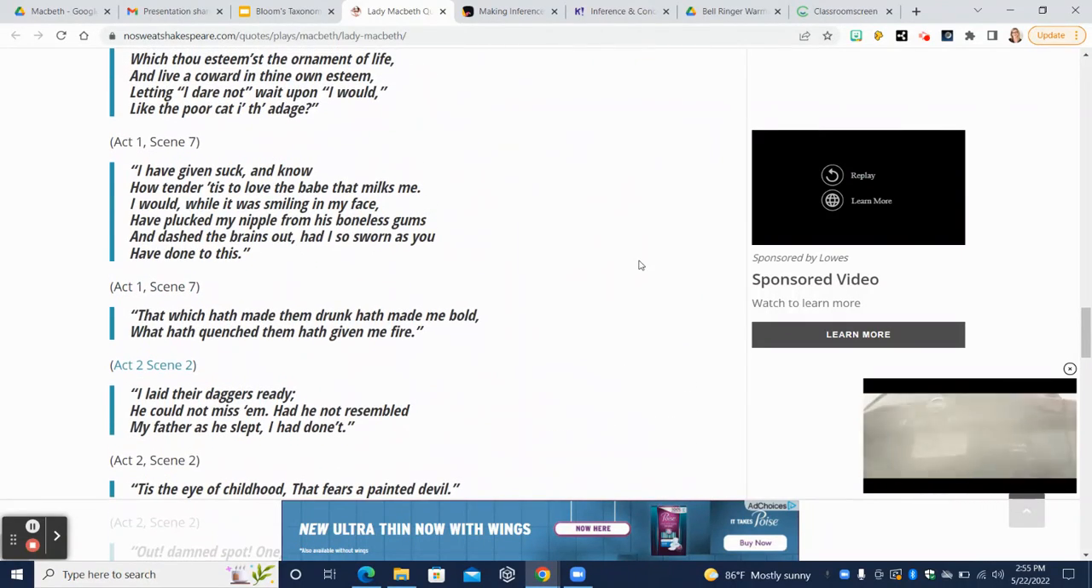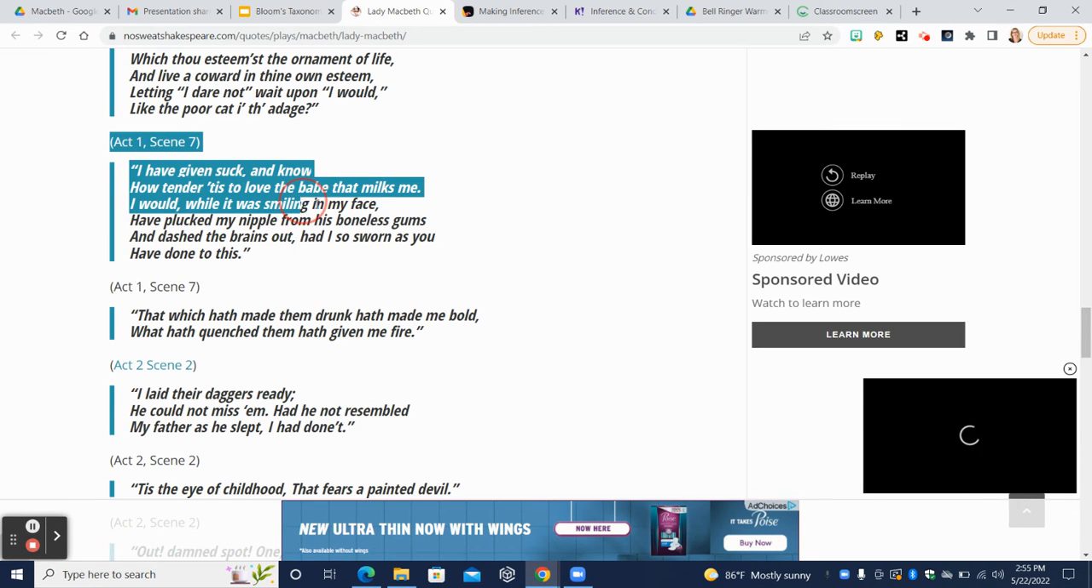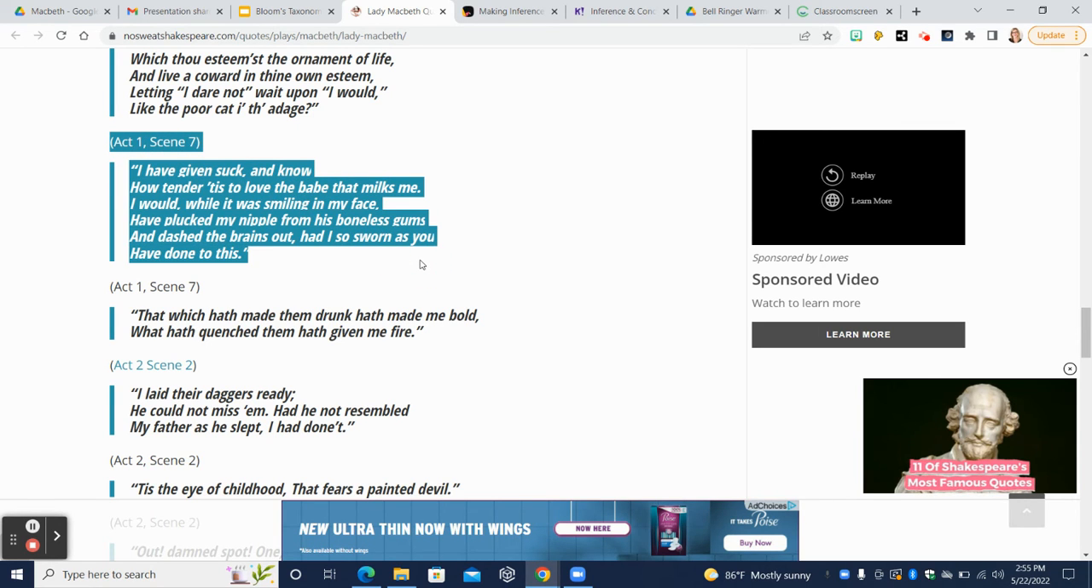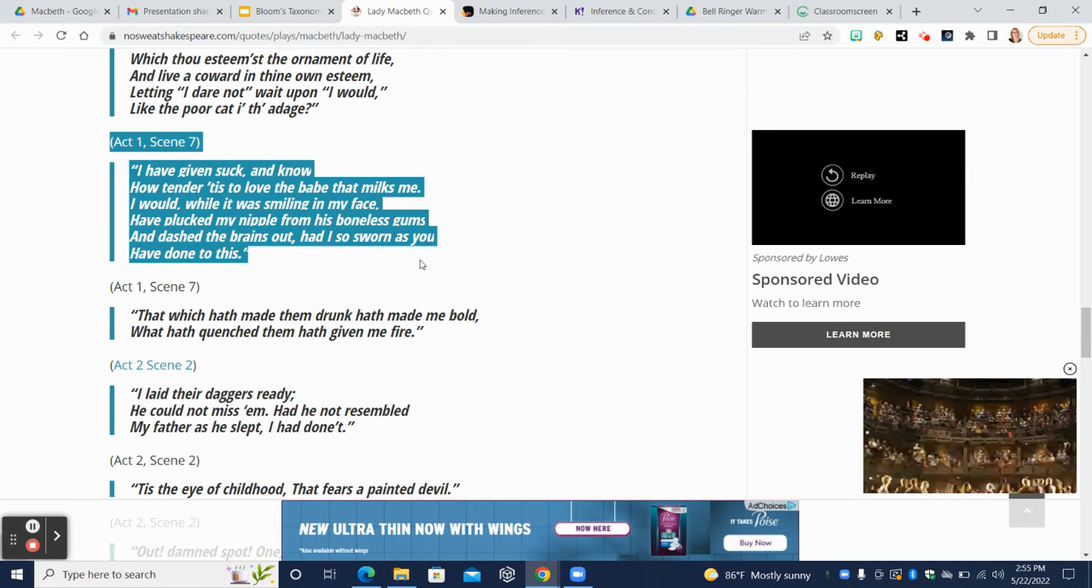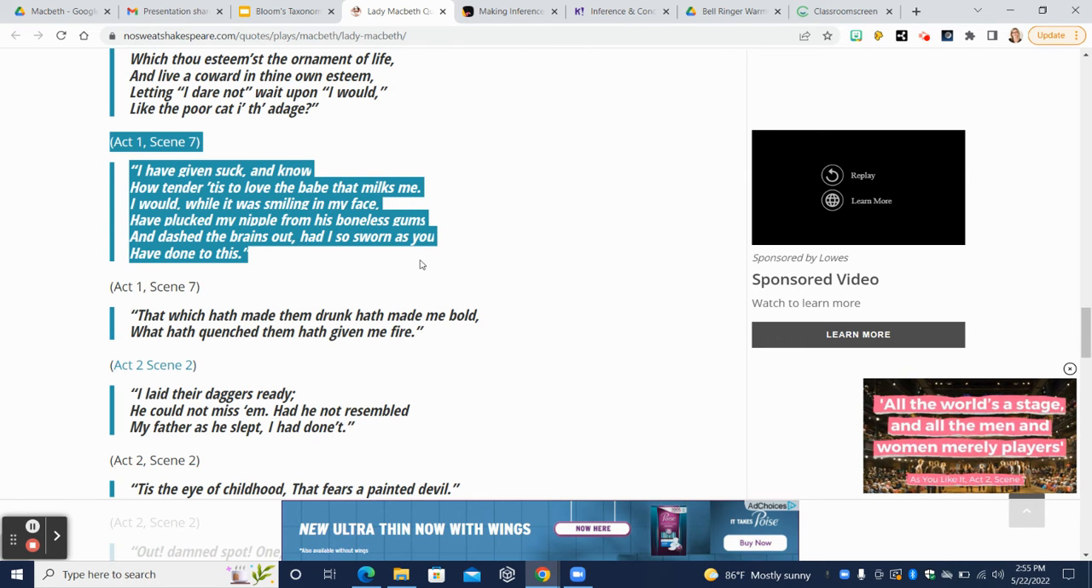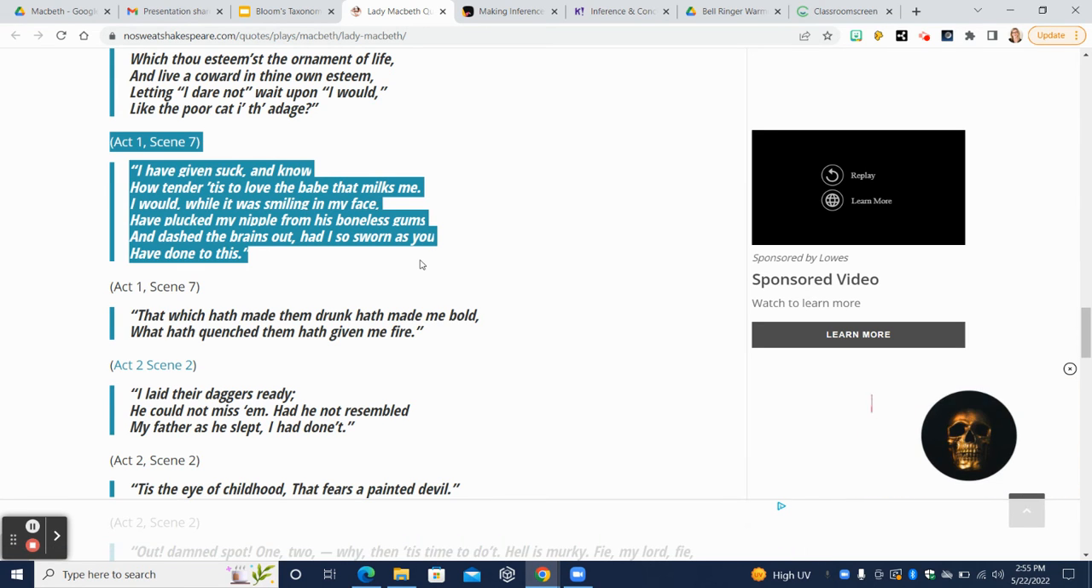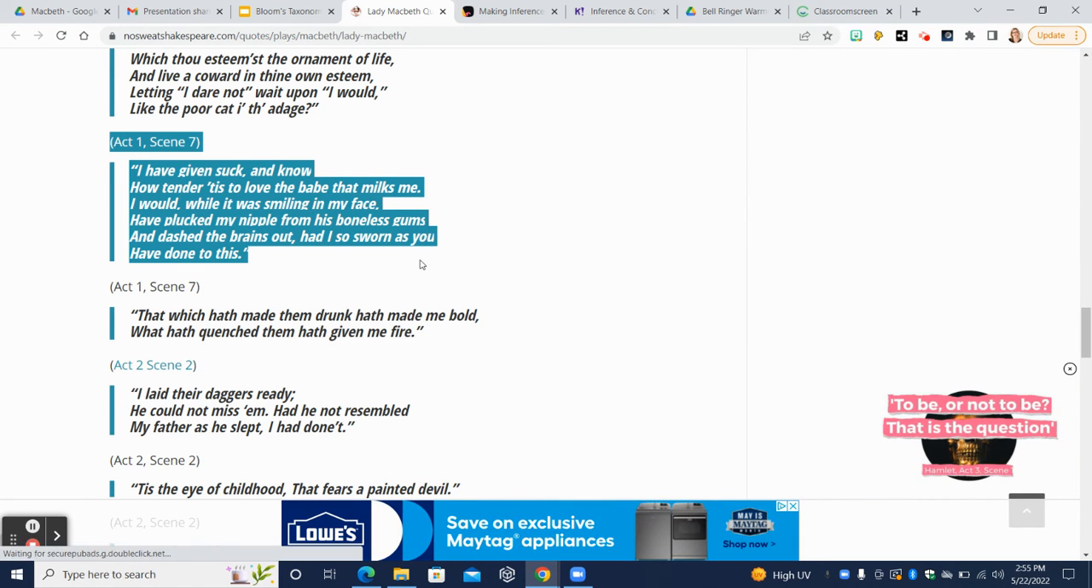Okay, this one right here from Act 1, Scene 7. I have given suck and know how tender it is to love the babe that milks me. I would, while it was smiling in my face, have plucked my nipple from his boneless gums and dashed the brains out had I so sworn as you have done to this.